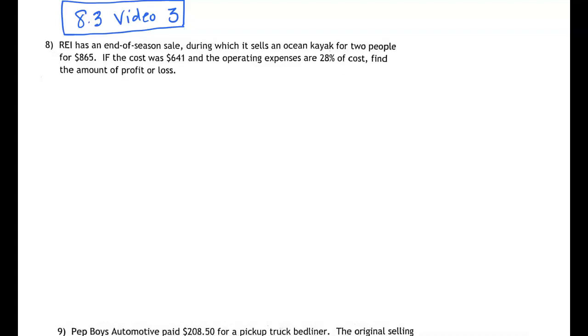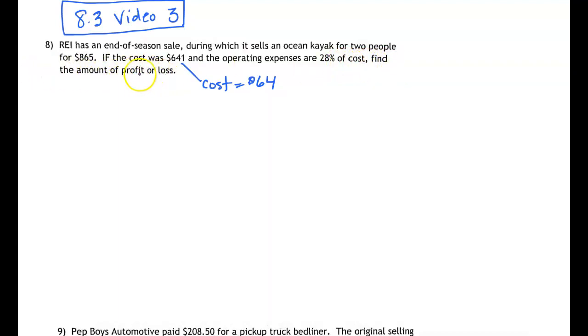Two last questions to finish up section 8.3. Question 8. REI has an end-of-season sale during which it sells an ocean kayak for 2 people for $865. If the cost was $641, I'm going to emphasize this is cost, and the operating expenses are 28% of cost, find the amount of profit or loss.